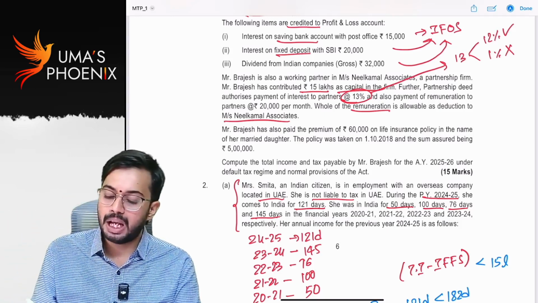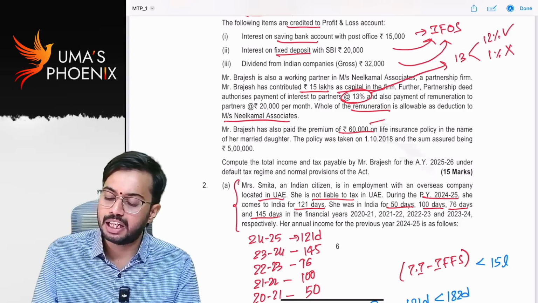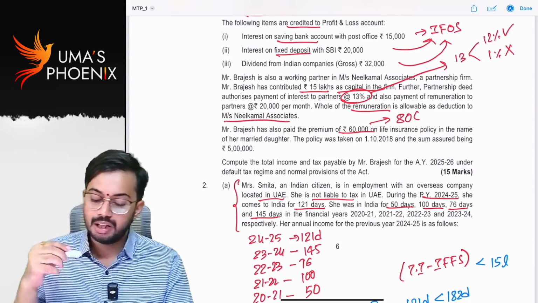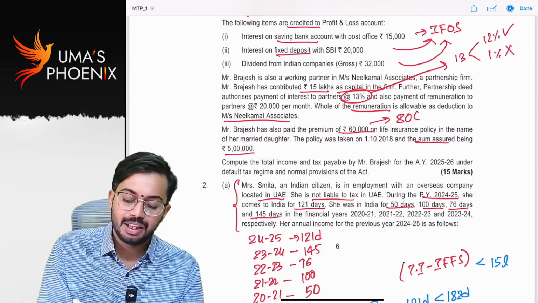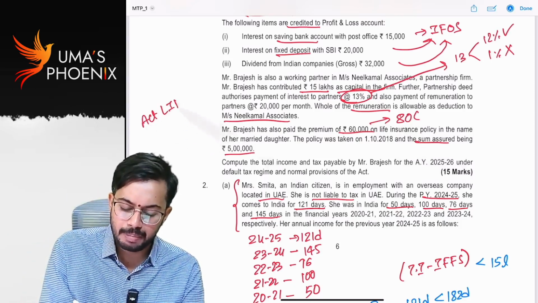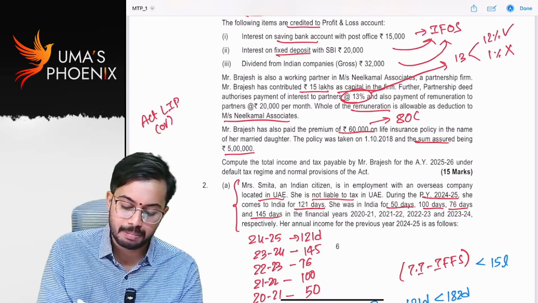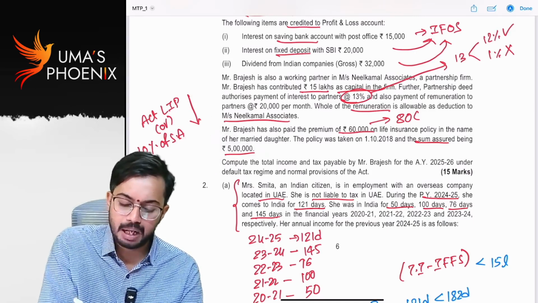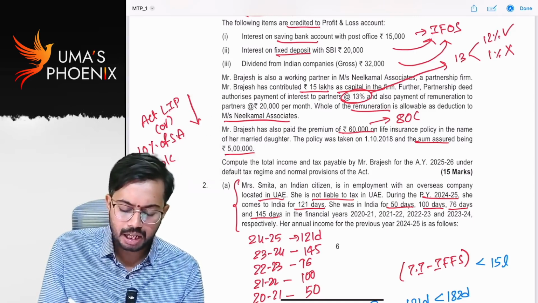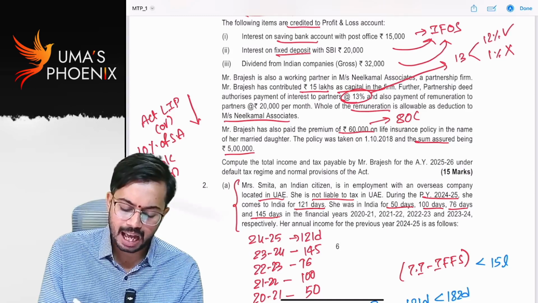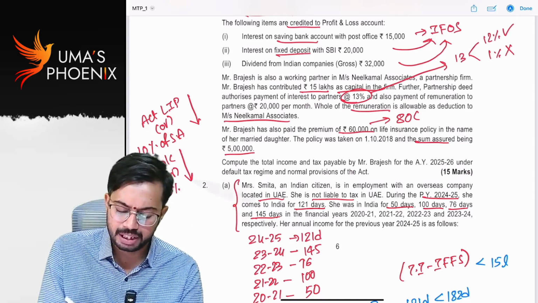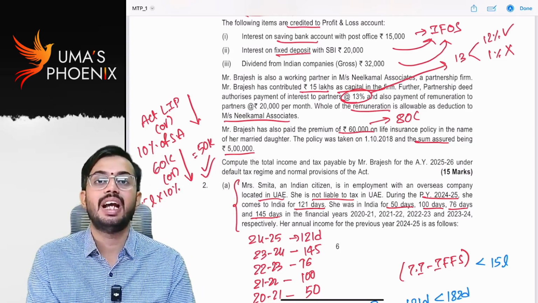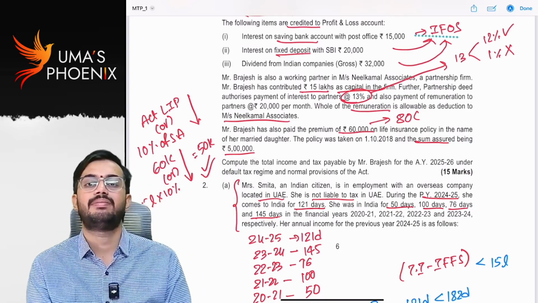Brajesh also paid a premium of 60,000 on a life insurance policy. This is eligible for deduction under section 80C. Sum assured is 5 lakhs. So actual life insurance premium or 10% of sum assured, whichever is lower. Actual life insurance premium 60,000. 10% of sum assured means 5 lakh into 10%, 50,000. Whichever is lower means 50,000 is allowed as deduction under section 80C. Is it clear?